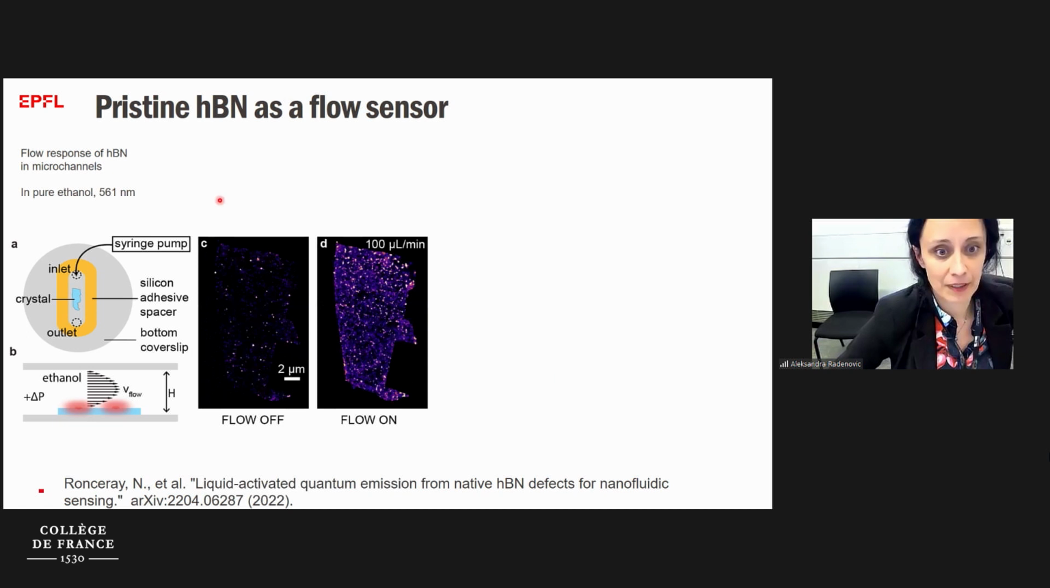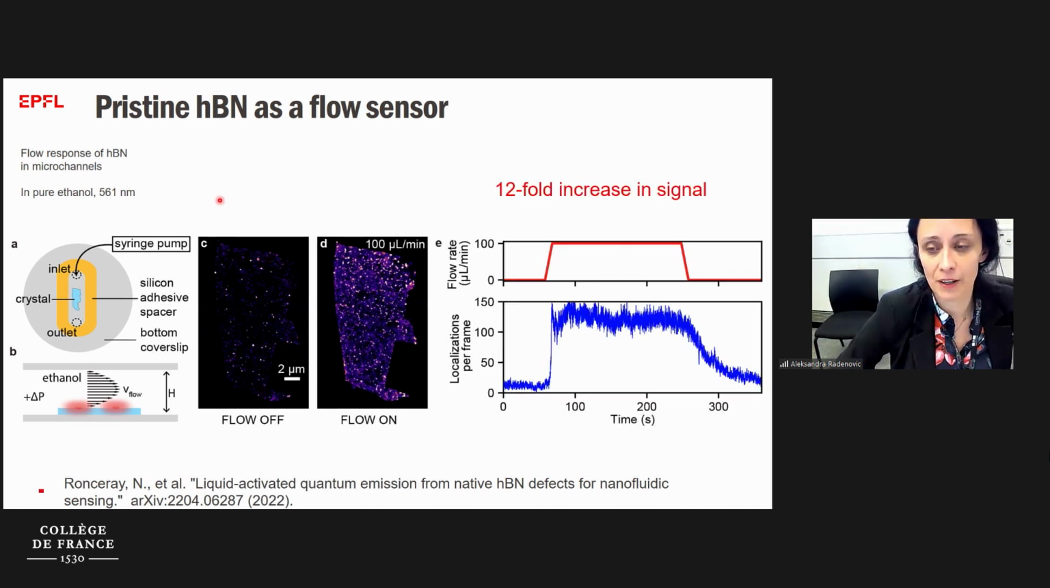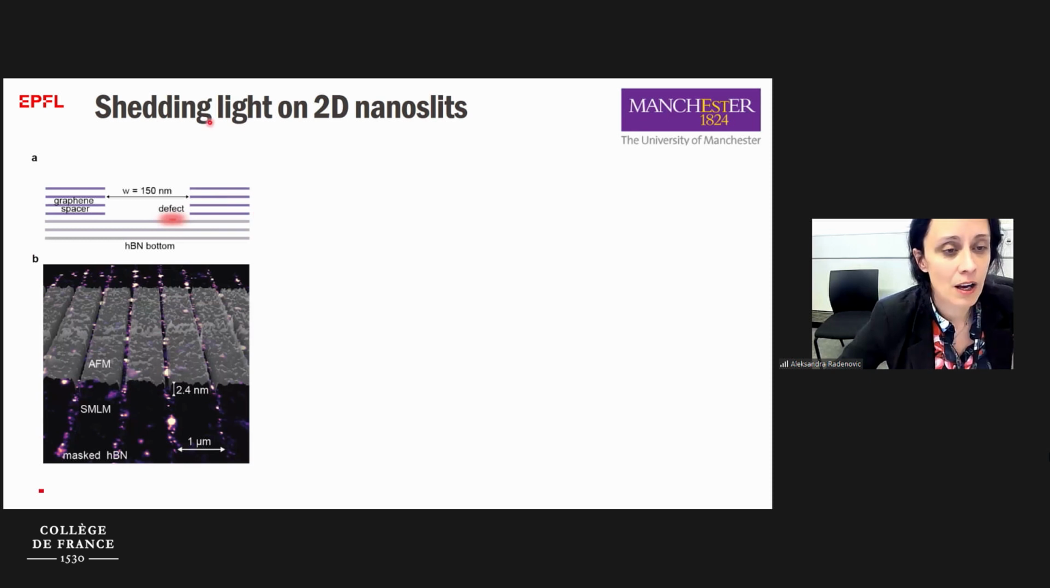So where are we going with this? The idea was that in ultrafine confinements, the angstrom slits that this field uses extensively to study the behavior of water and other solvents in confinement, we use these optically active defects to probe the local environment, exploiting the spectral shift as an indicator of the confinement or changes in the electric environment that this confinement provides.